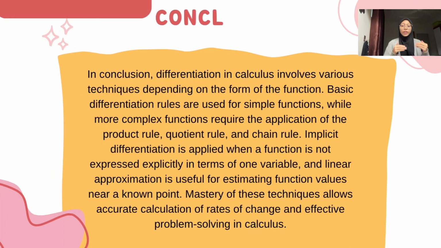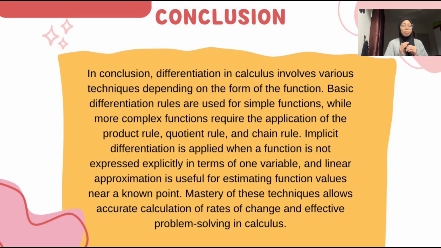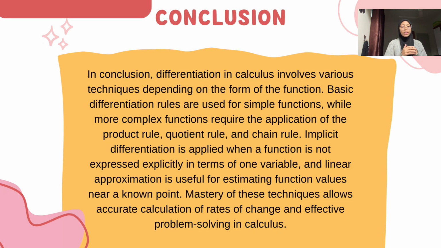Okay, so in conclusion, differentiation in calculus involves various techniques depending on the form of the function. Basic differentiation rules are used for simple functions, while more complex ones require the application of the product rule, quotient rule, and chain rule. Implicit differentiation is applied when a function is not expressed explicitly in terms of one variable, and linear approximation is useful for estimating function values near a known point. Mastery of these techniques allows accurate calculation of rates of change and effective problem solving in calculus. Thank you.